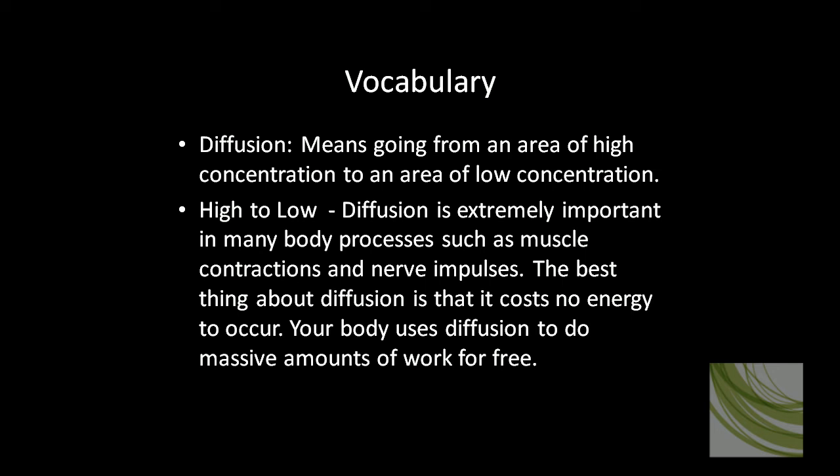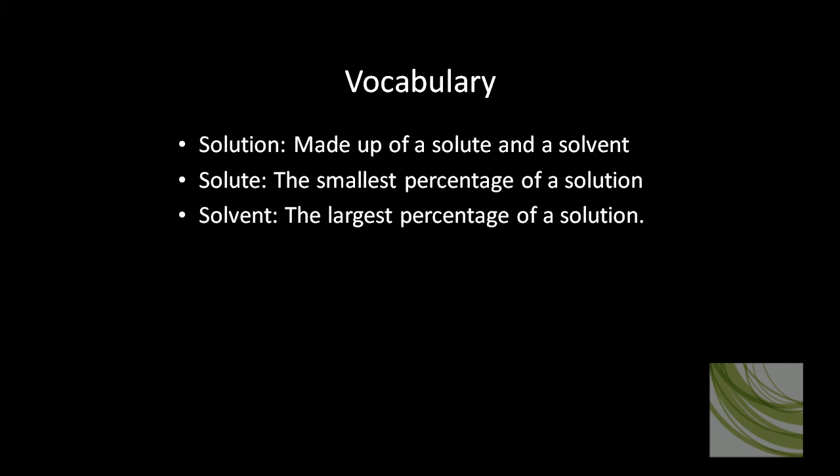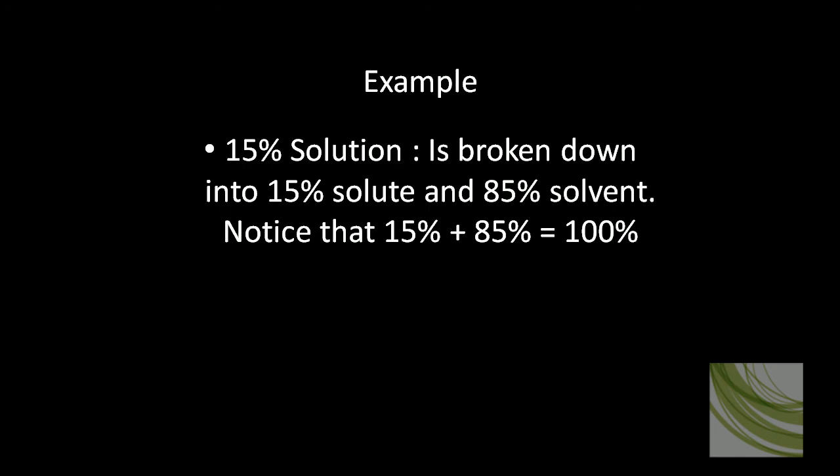The body uses diffusion quite a bit for important things such as muscle contractions and nerve impulses to move ions without spending any energy. Diffusion frequently occurs between two solutions. Solutions are made up of a solute and a solvent. The solute is always the smallest percentage of a solution, while the solvent would be the largest percentage of the solution. So you dissolve a solute into a solvent to make a solution. Here's an example. If we take a 15% solution, we would break it down into 15% solute and 85% solvent. Notice that 15 plus 85 equals 100%.